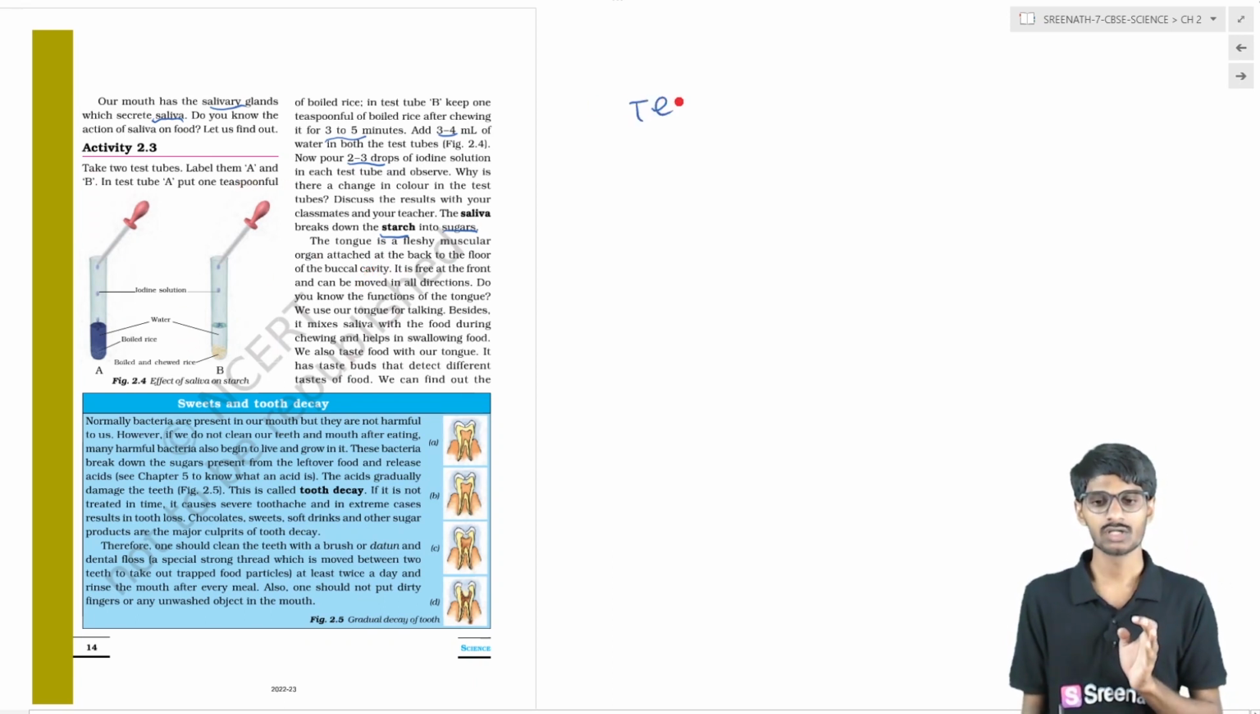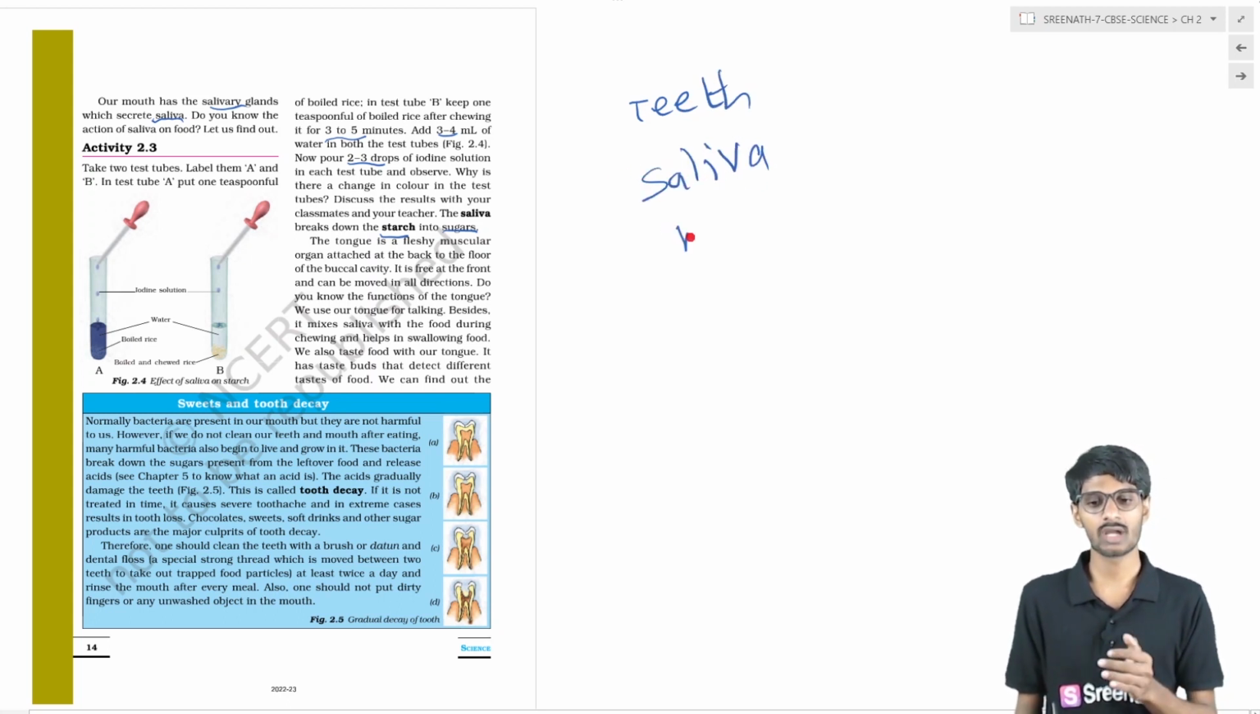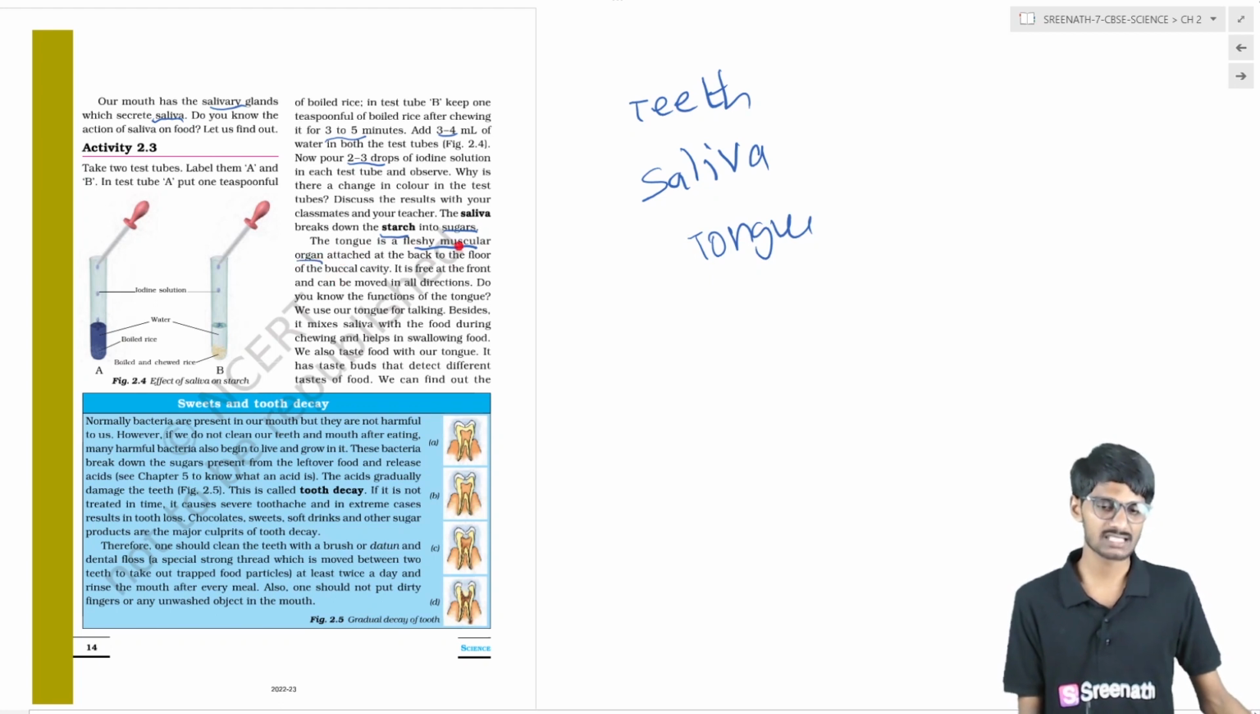We have discussed teeth and we have discussed saliva, and what is remaining is the tongue. All these are in the buccal cavity. So basically the tongue is a fleshy muscular organ. It is attached to the back of the buccal cavity, and it is free at the front. It can move in all directions. You know your tongue will move in all directions.